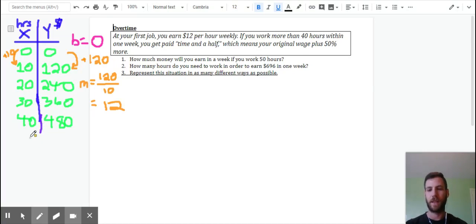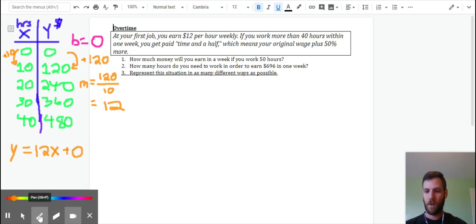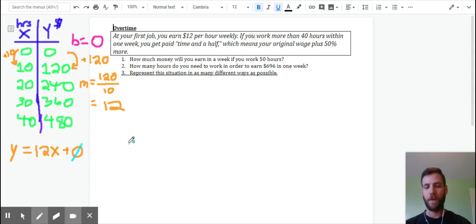So I know that a line would be a good thing to use to model it, and that my slope is staying as 12. So my equation at the bottom for this table is y is equal to 12x, where my slope was 12, always next to the x, plus 0. And if I wanted to, I could not even worry about that 0 and just think of the equation as y is equal to 12x.